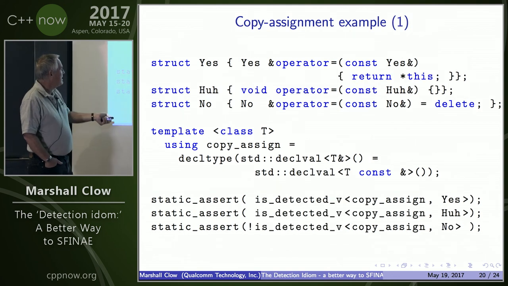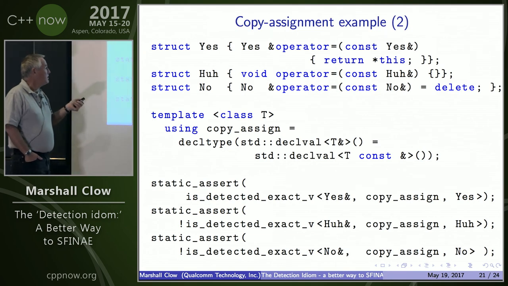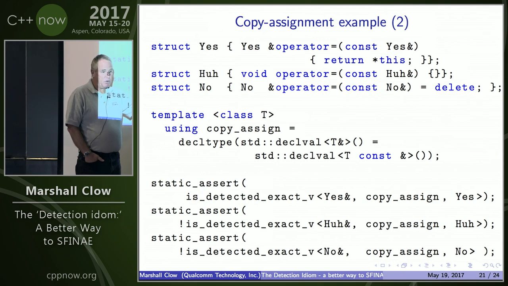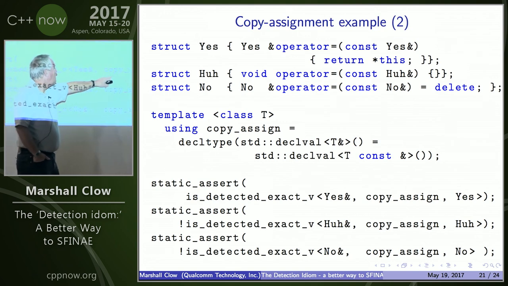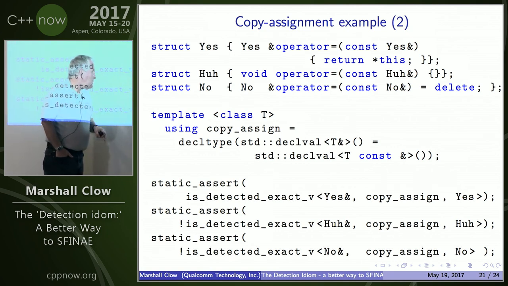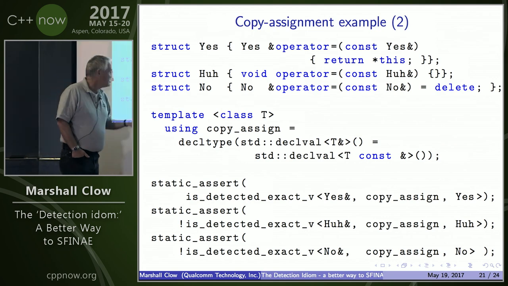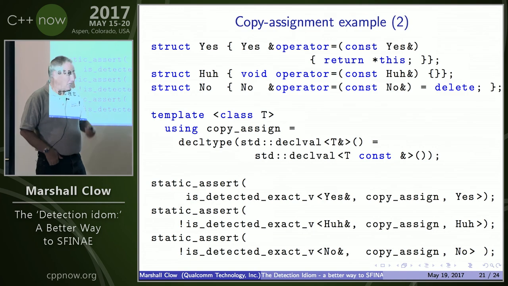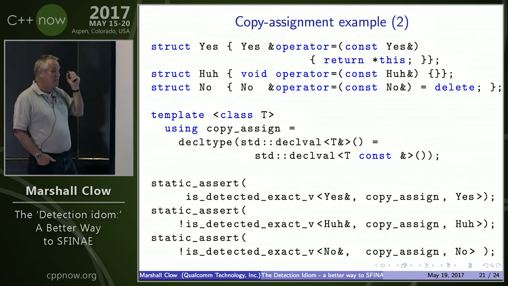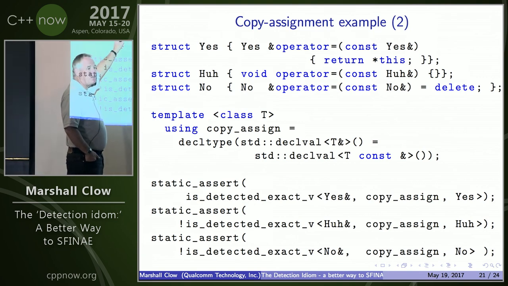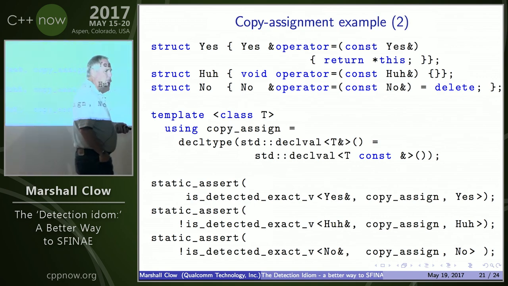But now instead of is_detected_v, which basically means did the detection succeed, we ask is_detected_exact_v. We do copy assign, and we say Yes reference. Is the result of calling this type function with this parameter actually a Yes reference? For Yes, it returns a Yes reference. For No, it has no assignment operator, so the substitution fails, and is_detected_exact_v is going to return false. And for Huh, it says, yes, I have an assignment operator, and the result type is void. And is void the same as a Huh ref? Well, no, and so it fails.